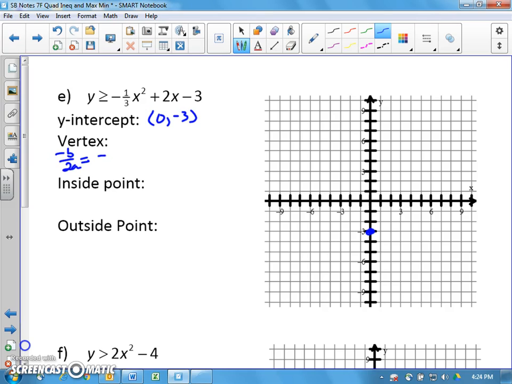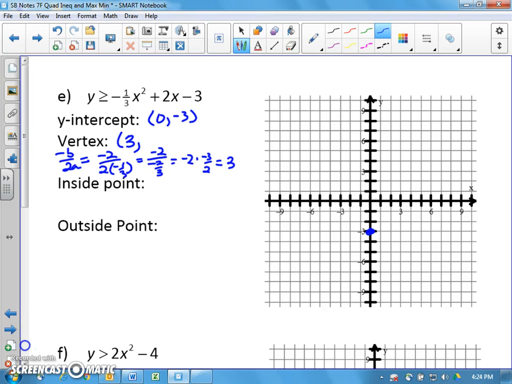To find your vertex from standard form, we're going to do the minus b over 2a. So this would be negative 2 over 2 times negative 1/3. So negative 2 over negative 2/3. Remember that we flip and multiply. That's negative 2 times negative 3 over 2. Your 2's are going to cancel, leaving you with a positive 3. So our vertex is at the point (3, something).